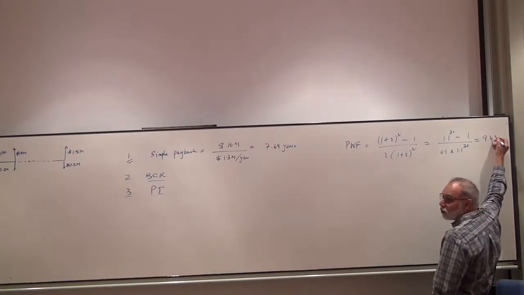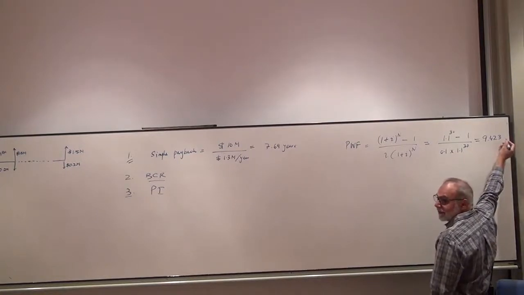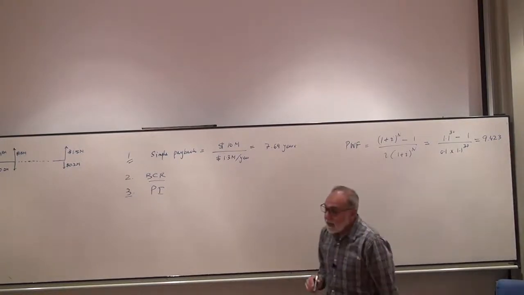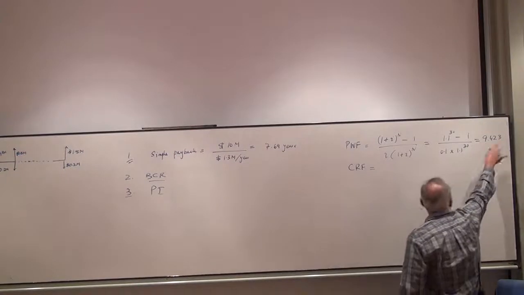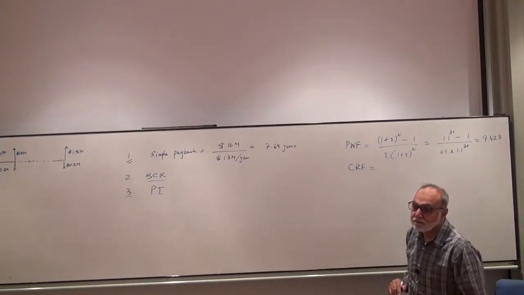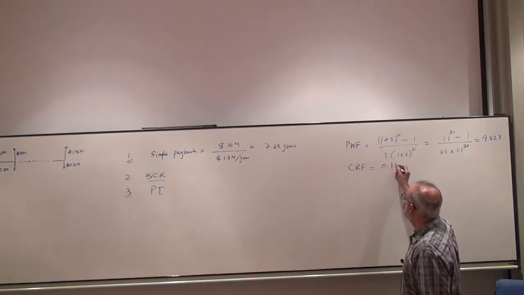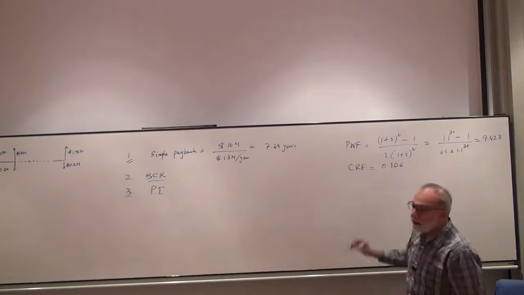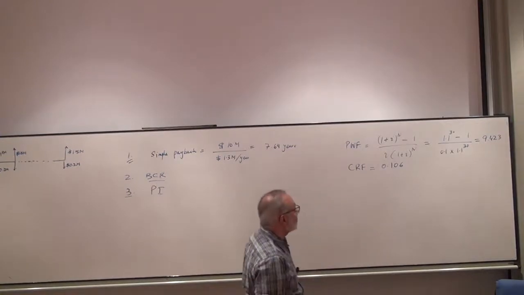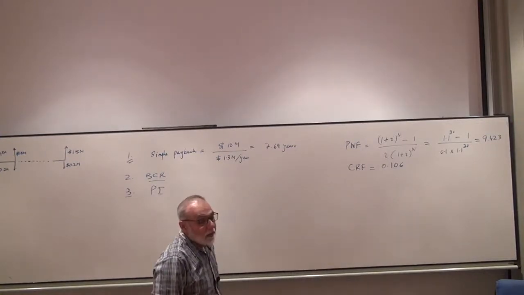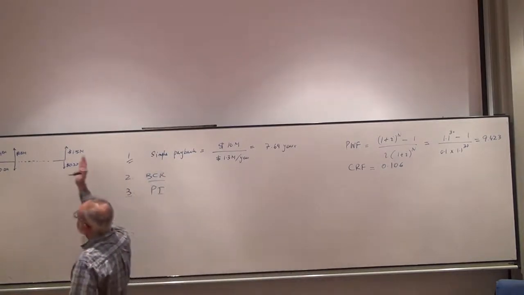9.423. Okay, 9.423. And invert this also, the capital recovery factor, invert this as well. 1 over 9.423 is 0.106. Any other number there? It says the number 0. Okay, then let's leave this one. 0.106.